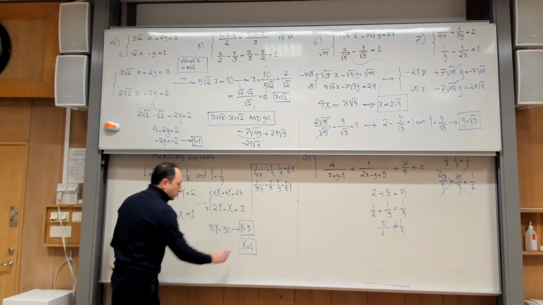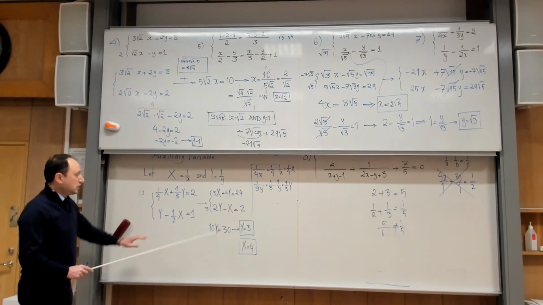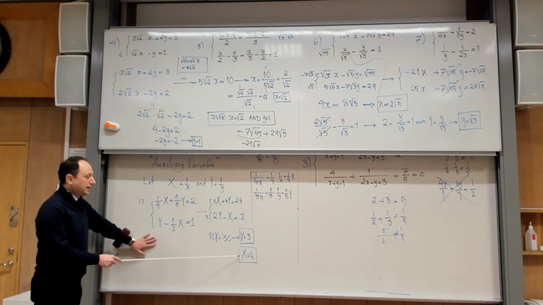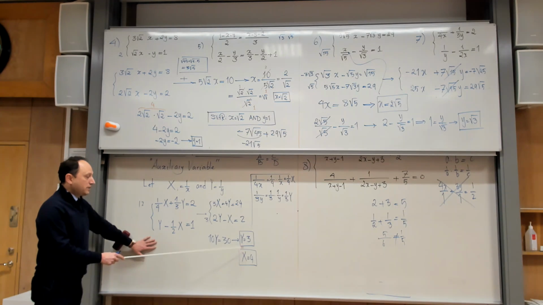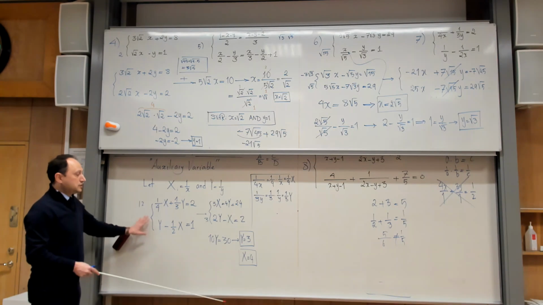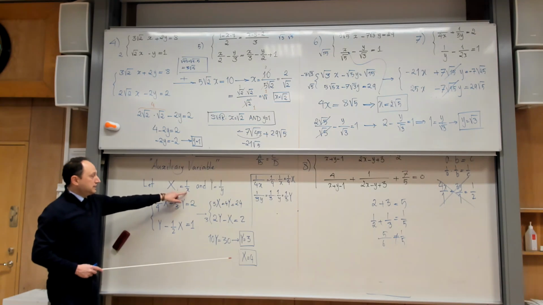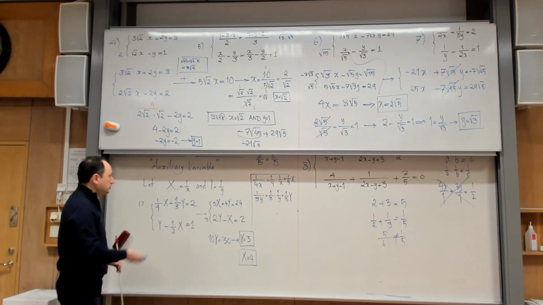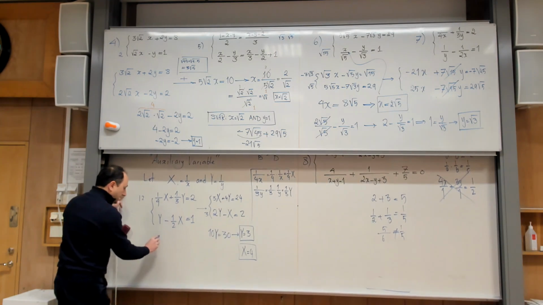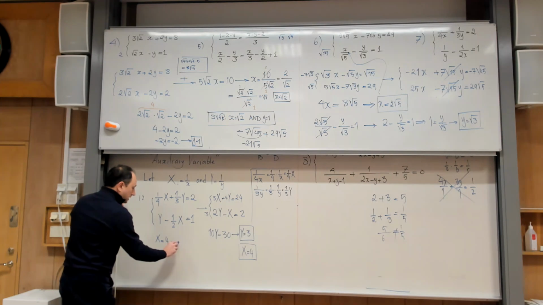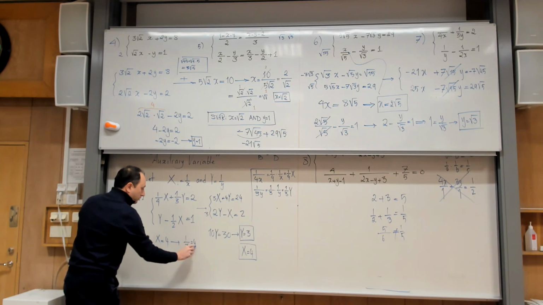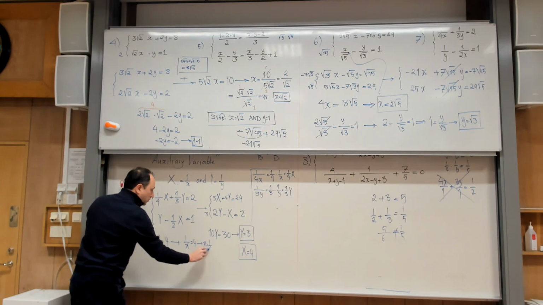But should I stop here? No. Because I was not looking for capital X and capital Y. These variables were not in the problem in the first place. I want to find little x and little y. Okay, capital X is 4. This means that 1 over x is 4. Now, if I ask you what is little x, that is 1 over 4.